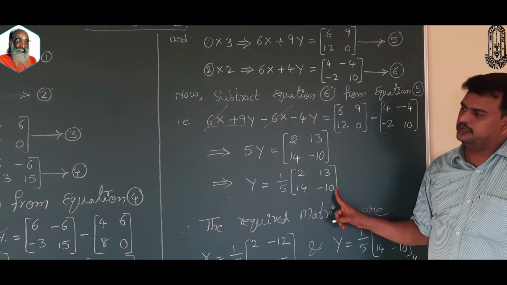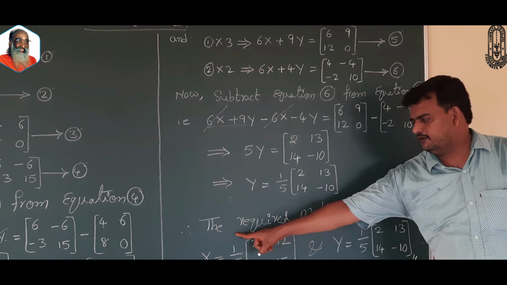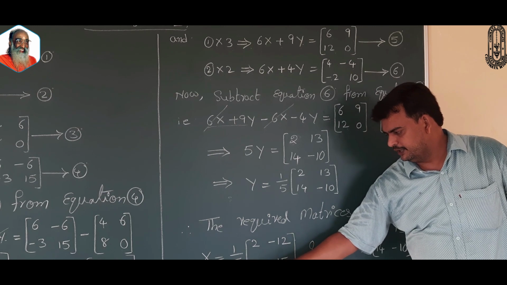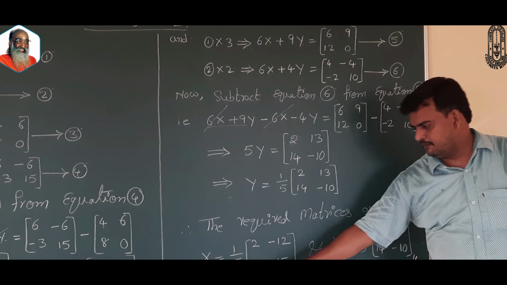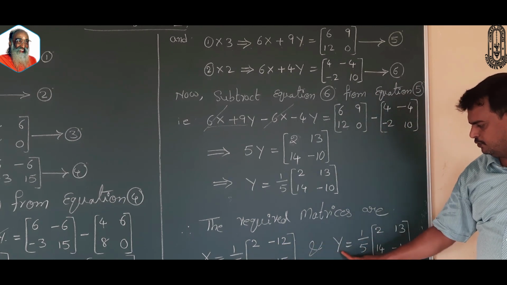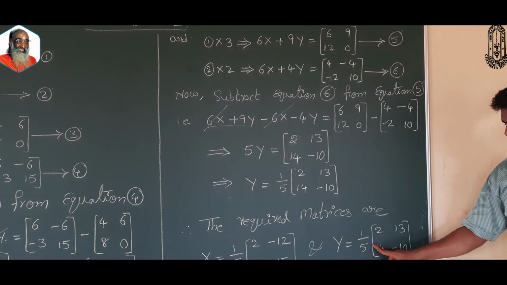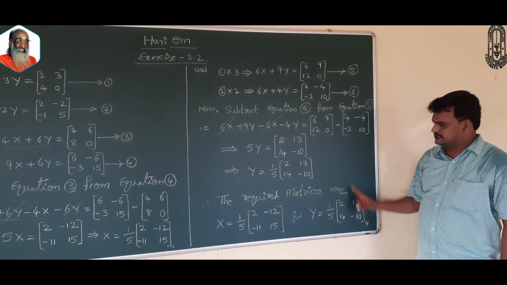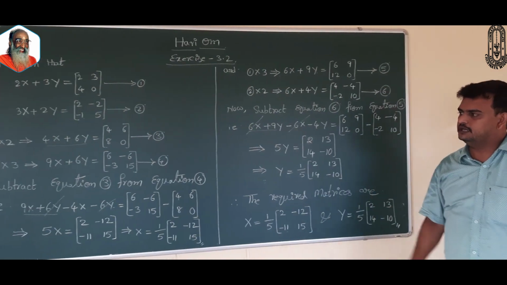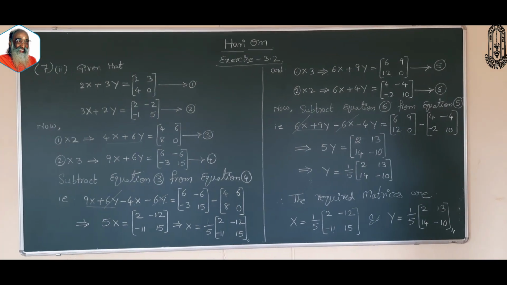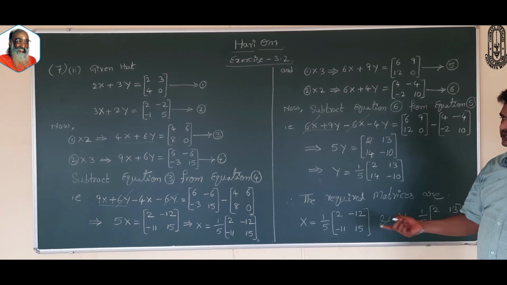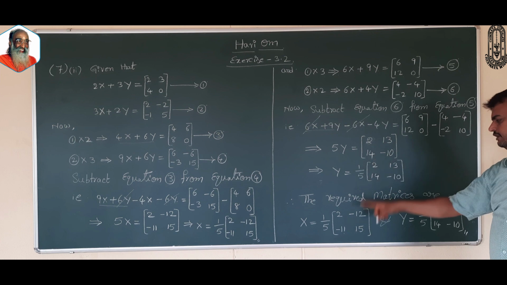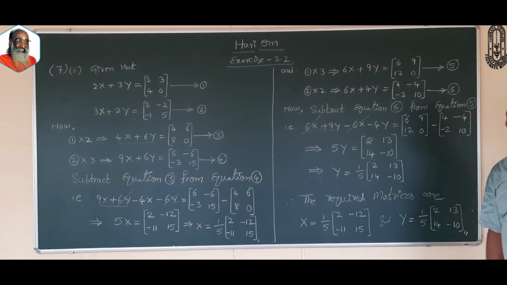Now successfully we got the required matrices. What are our required matrices? X is equal to 1 by 5 into 2 minus 12 minus 11 15, and y is equal to 1 by 5 into 2 13 14 minus 10. So this is the way of successfully solving the equations. Once we are eliminating the variable y and getting x, next eliminating the variable x, getting y. Finally these are the required matrices.